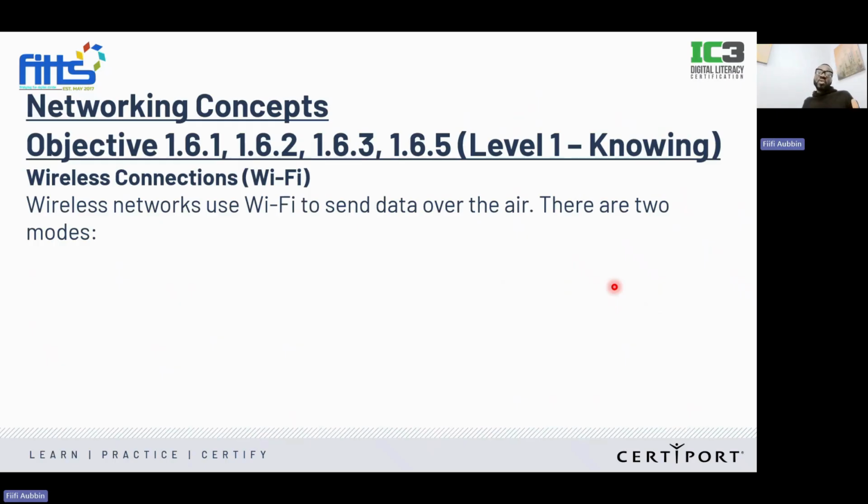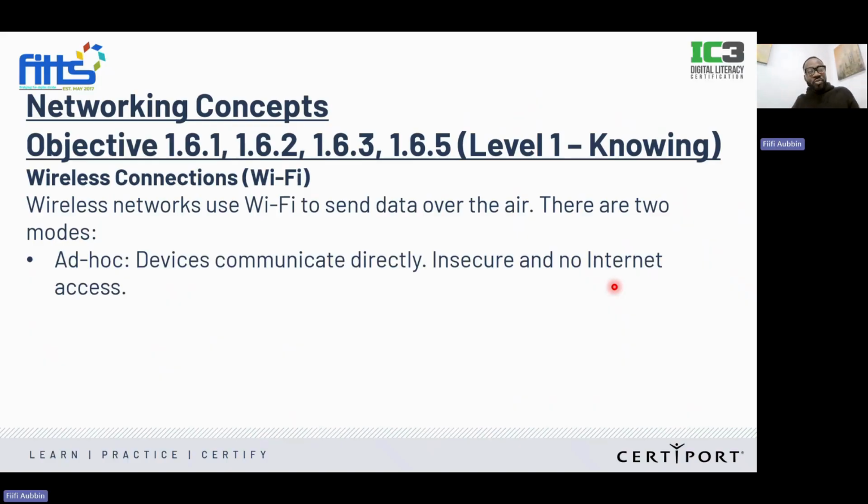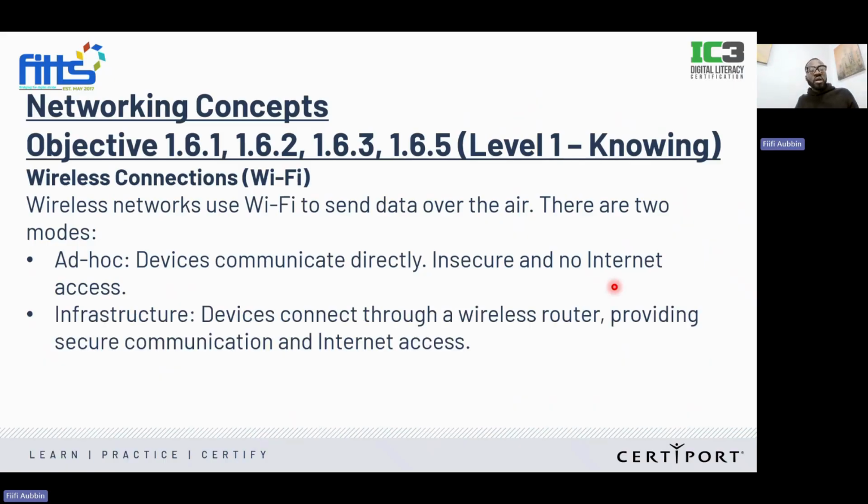Then we've got a wireless connection, which is our Wi-Fi, and which sends data over the air. There are two modes. Ad hoc, where devices communicate directly, which is insecure and has no Ethernet access. Then we also have infrastructure, where devices connect through a wireless router, providing secure communication and internet access.